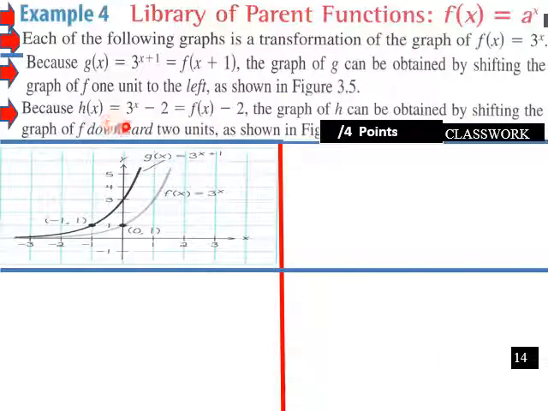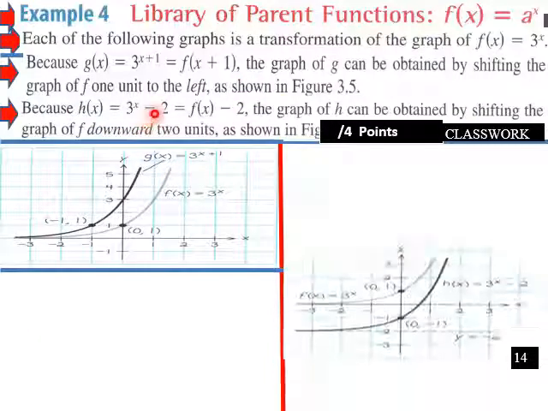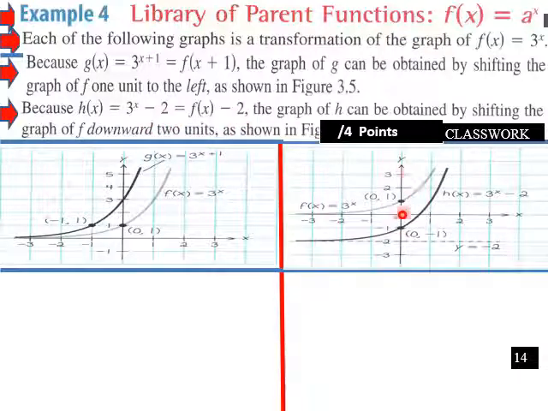And because h of x equals 3 to the x minus 2, the graph of h can be attained by shifting the graph of f downward 2 units. So we're shifting down 2 units here for this function, 3 to the x minus 2. So we're going down. That's your shift there.